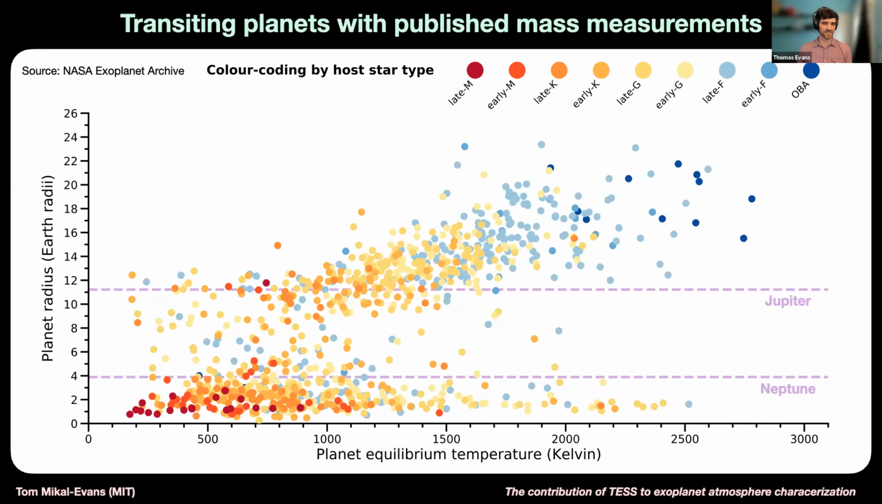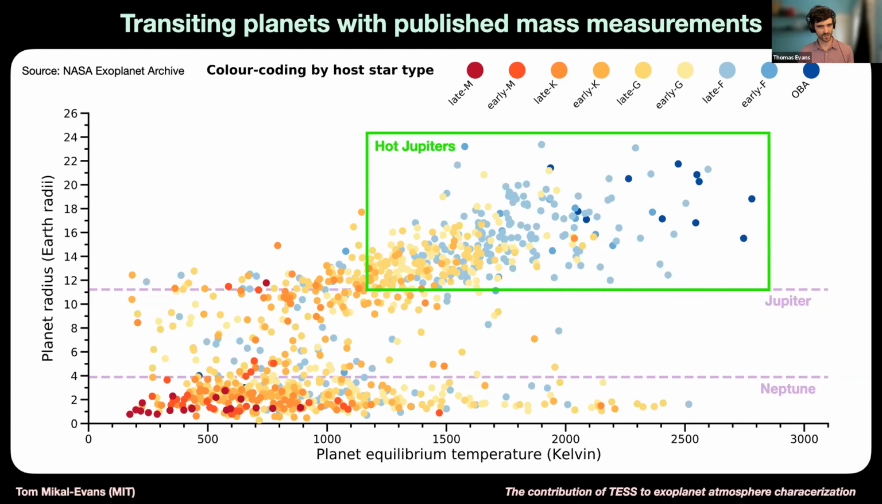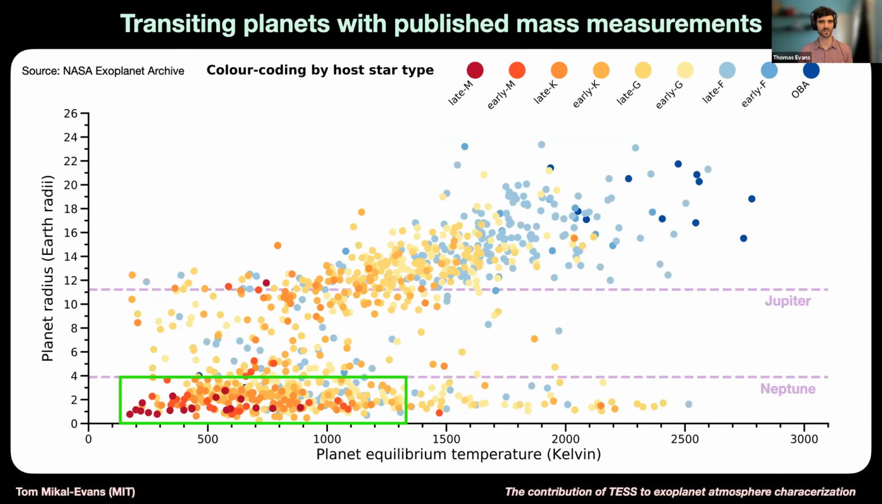So here's the population of currently known planets with measured masses, showing their equilibrium temperatures and radii, with points color-coded by the host star spectral types. You can see that we tend to find hot Jupiters around early type stars, shown in yellow and blue. Smaller, cooler planets, on the other hand, tend to be found around later spectral types, including M dwarfs.